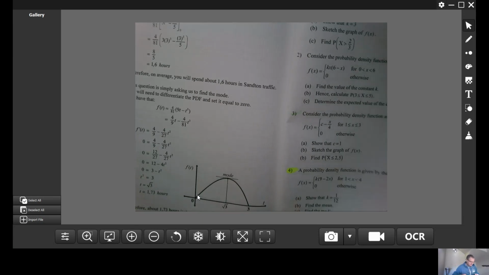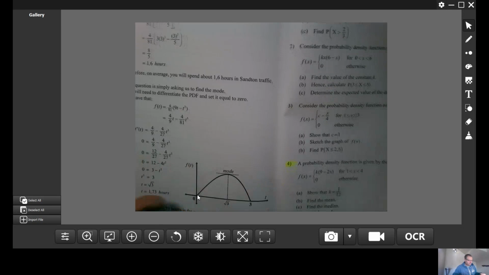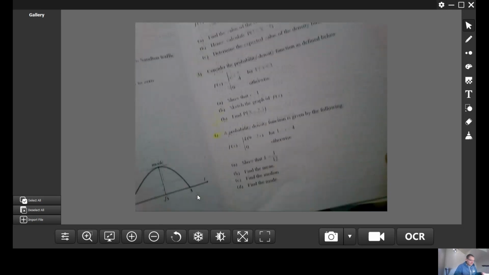So that's on your formula sheet. Okay, and we're going to do exercise 2 on page 288.